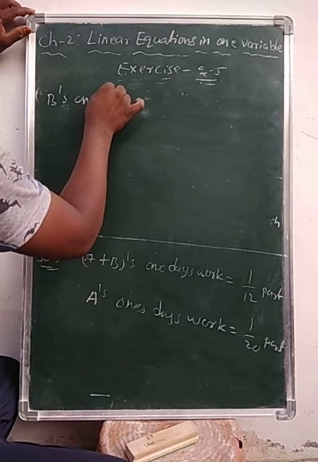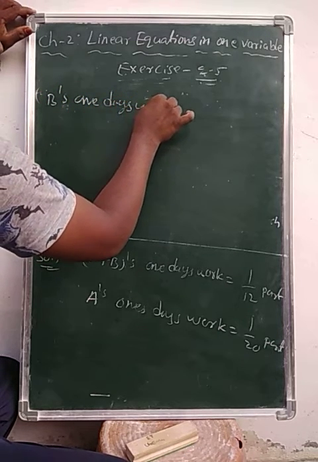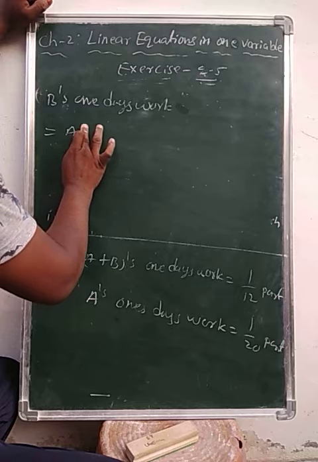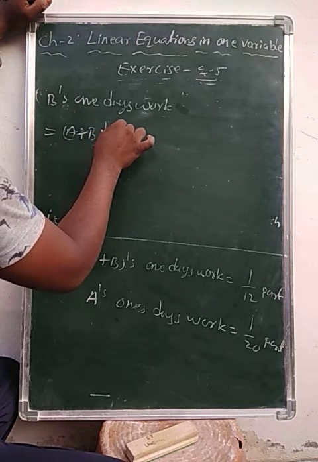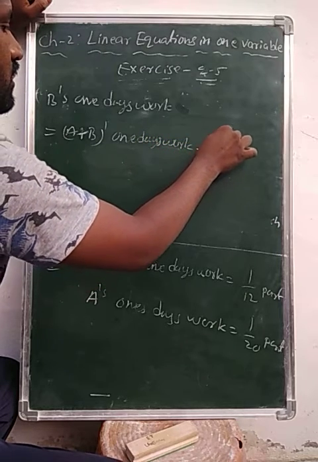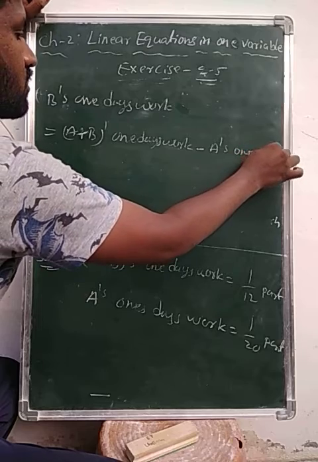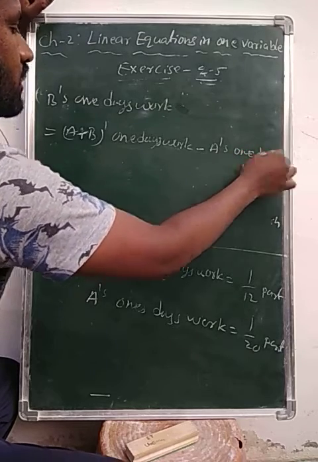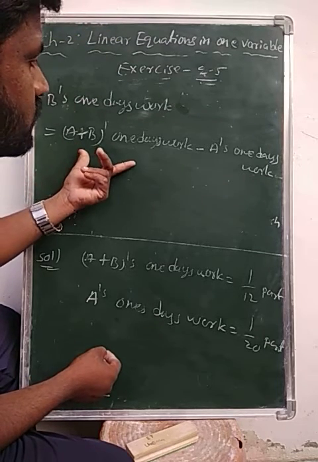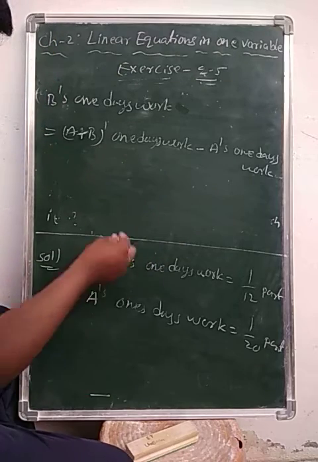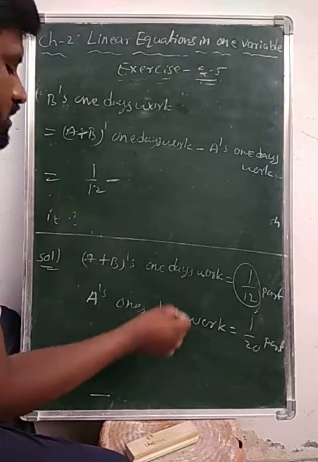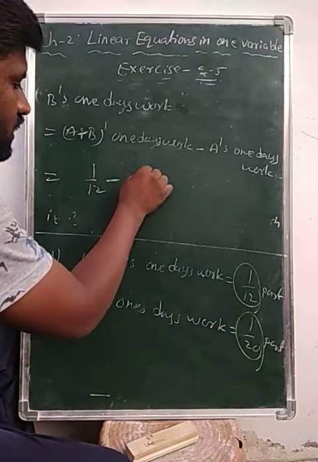This B's 1 day's work is equal to A plus B's 1 day's work minus A's 1 day's work. Okay, if you want B's 1 day's work, that is A plus B's 1 day's work minus A's 1 day's work. Now A plus B's 1 day's work is 1 by 12th part, minus A's 1 day's work, that is 1 by 20th part.